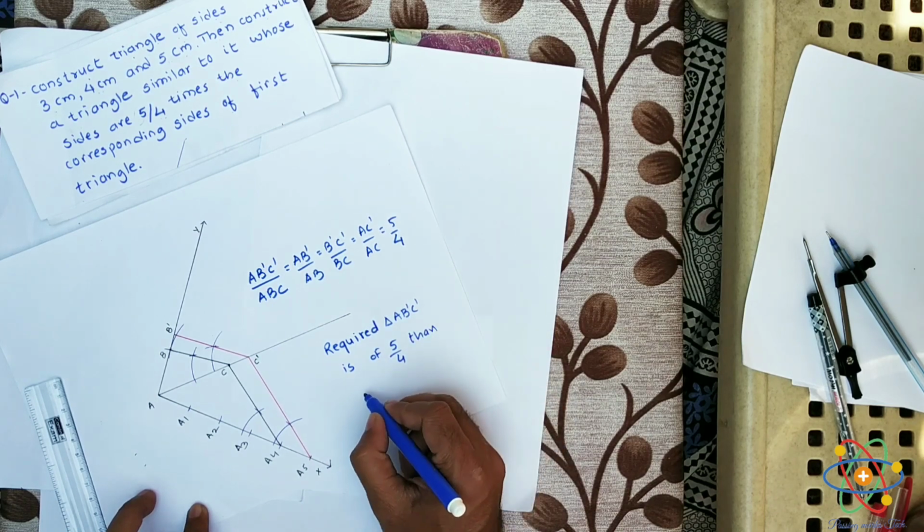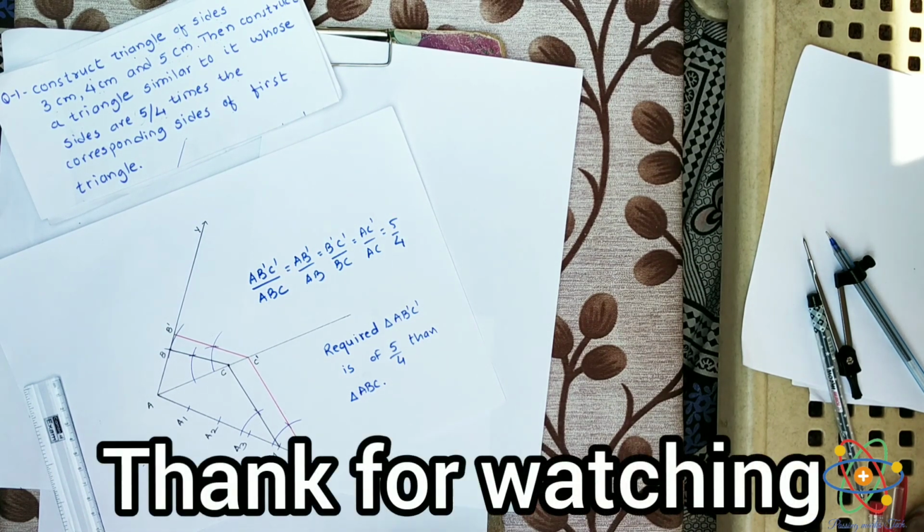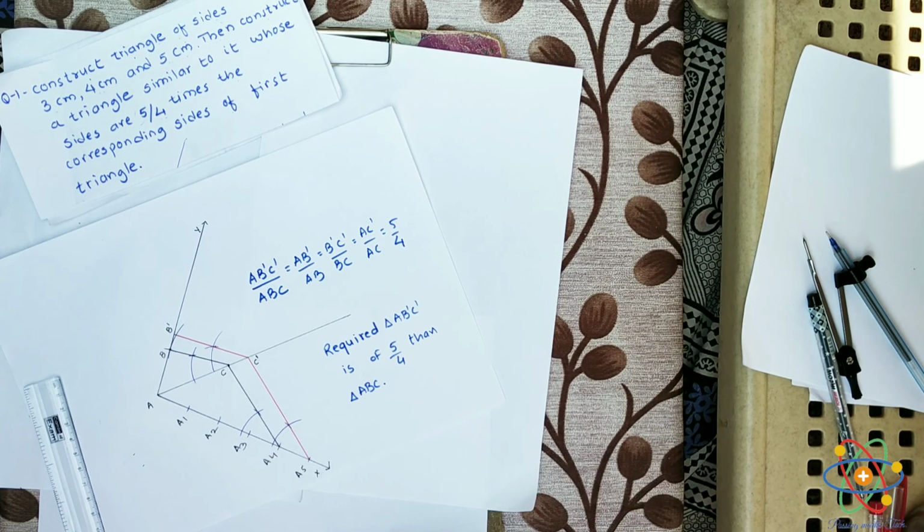So 5 upon 4 times is the ratio of the sides of triangle AB dash C dash to the sides of triangle ABC. I hope, student, you are clear with this construction.